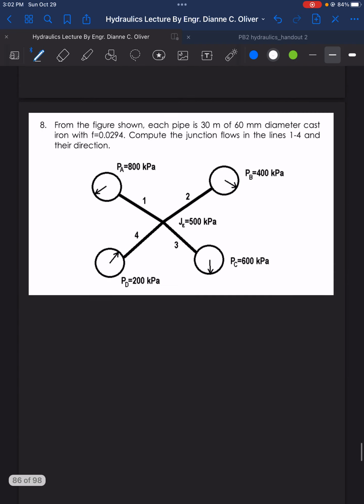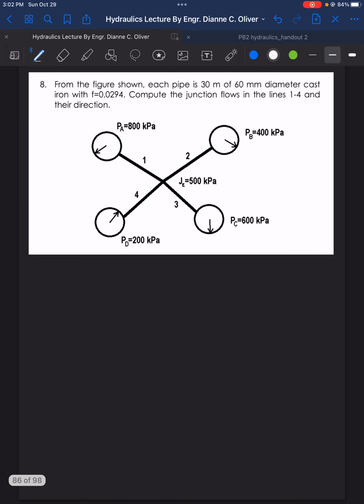Now for our last example, number 8. From the figure shown, each pipe is 30 meters long of 60 mm diameter cast iron with a friction factor of 0.0294. Compute the junction flows in the lines 1 to 4 and their direction. So we're going to solve for the flow, the Q on each pipe here, and we will determine as well their direction.